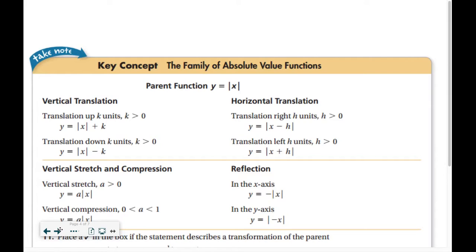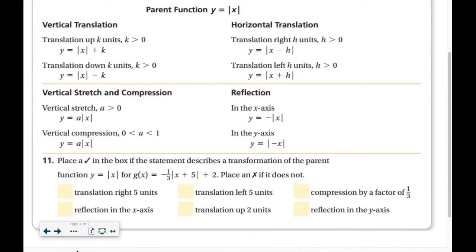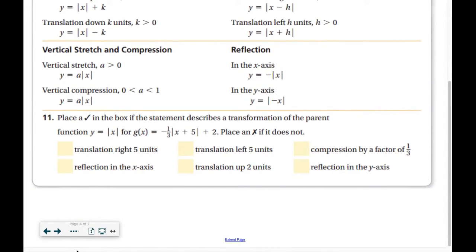We got that number 11 under the box. It says place a check mark in the box if the statement describes the transformation of the parent. We're not going to do an X if it does not, we're just going to do the ones it does. So, does it move right 5 units? No, left. It moves left 5 units. Okay, so we got that done.